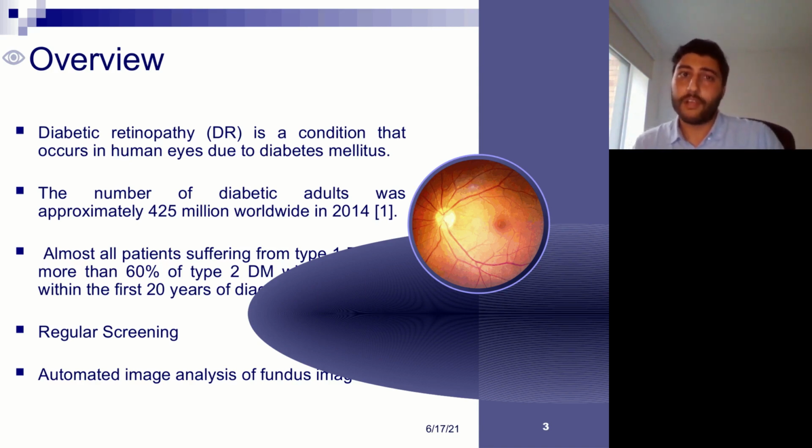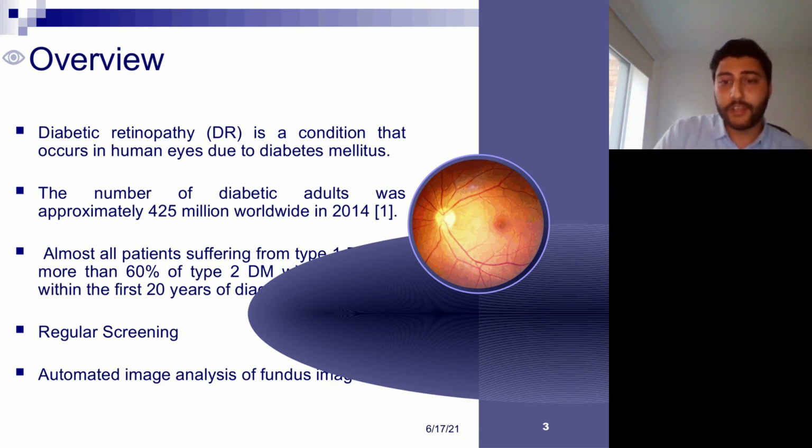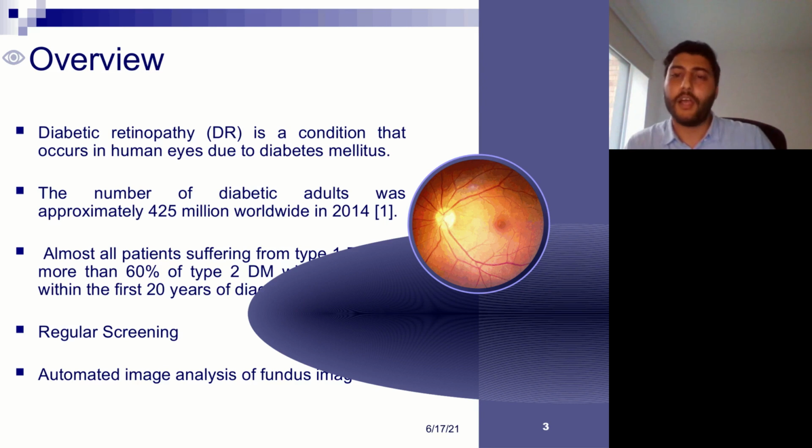Statistically, according to the World Health Organization, the number of diabetic adults in 2014 was approximately 425 million worldwide, and almost all patients with type 1 diabetes mellitus, and more than 60% of diabetic patients with type 2, will develop diabetic retinopathy within the first 20 years of the diagnosis of their diabetes mellitus. As I mentioned, it might lead to blindness. So to prevent loss of vision in diabetic patients because of diabetic retinopathy, the best modality is to diagnose it at an early stage.